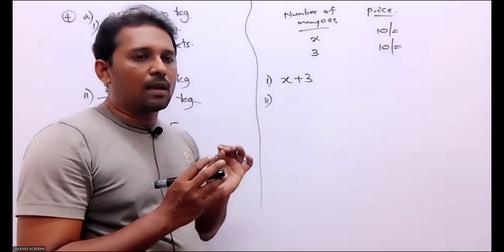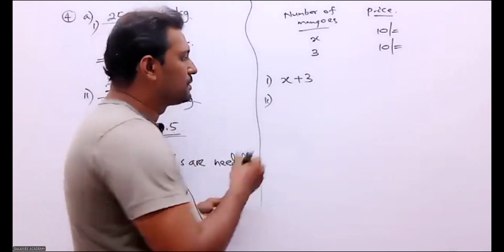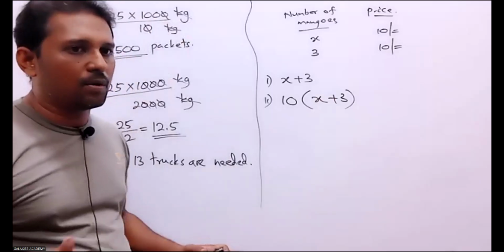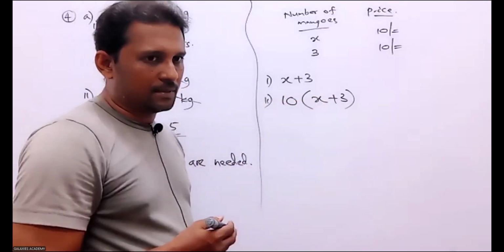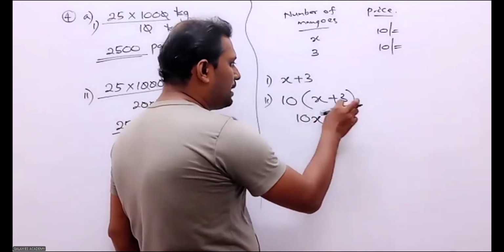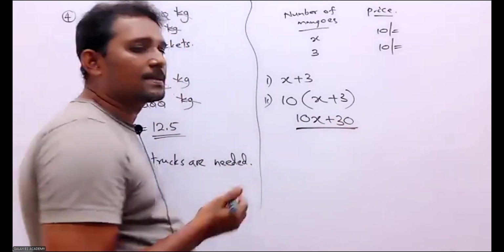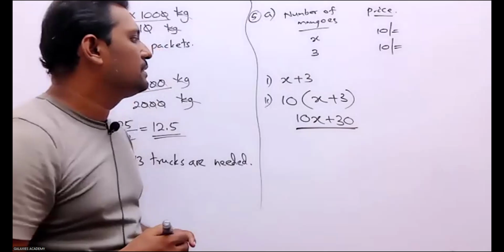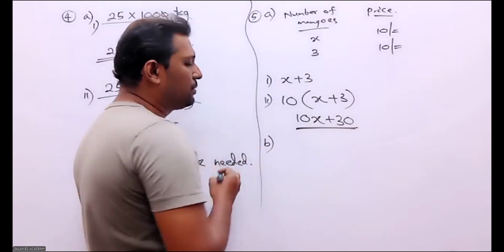The total number of mangoes he sold multiplied by the price of a mango. 10 multiply X plus 3. It is the total amount he received. Then also you have to simplify this one, right? Remove the brackets and simplify. 10 multiply x, 10x. 10 multiply 3, 30. So what is the answer? 10x plus 30, right? 10x plus 30. It is the simple A part. There are two subparts given, Roman number 1 and Roman number 2.